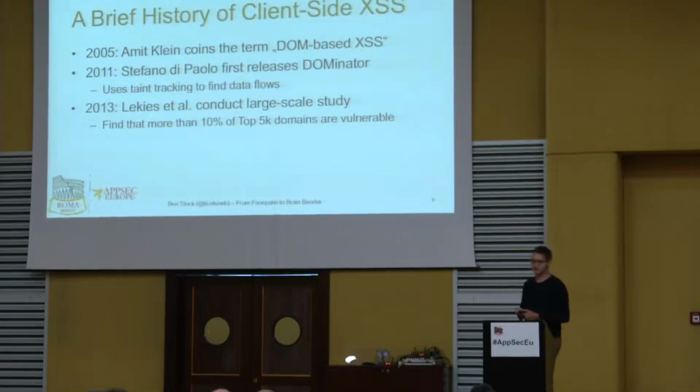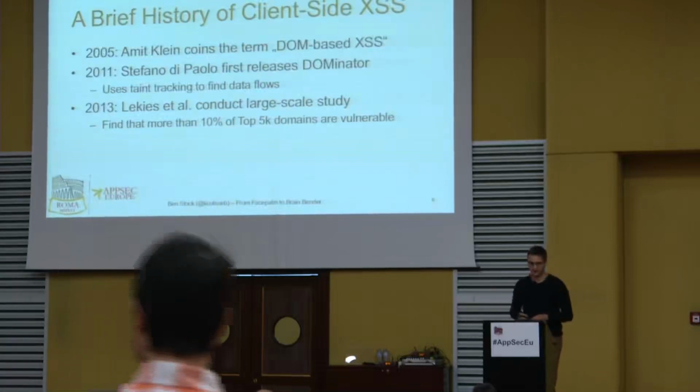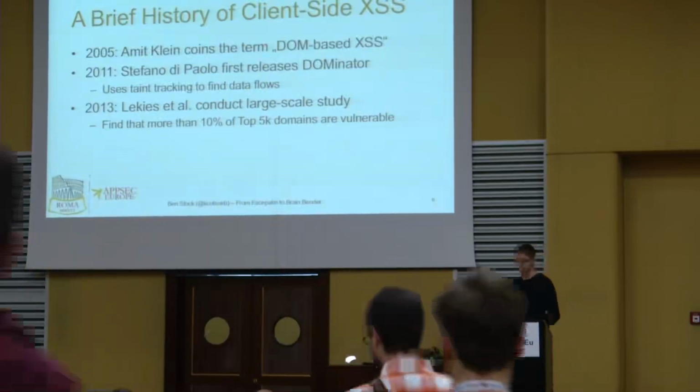So basically what we did is we patched Chrome, I will talk about this in a minute, to then automatically scan a large number of websites, in this case the Alexa top 5,000 domains, and we were able to automatically find vulnerabilities on more than 10% of them.